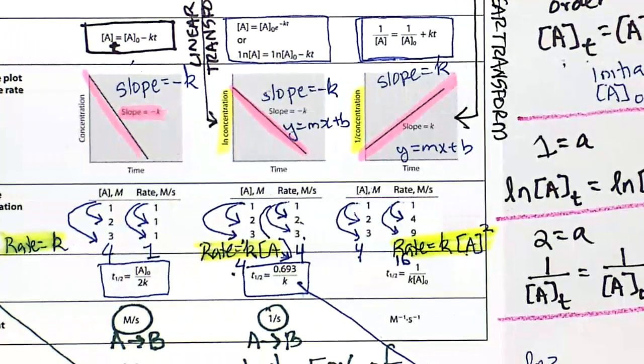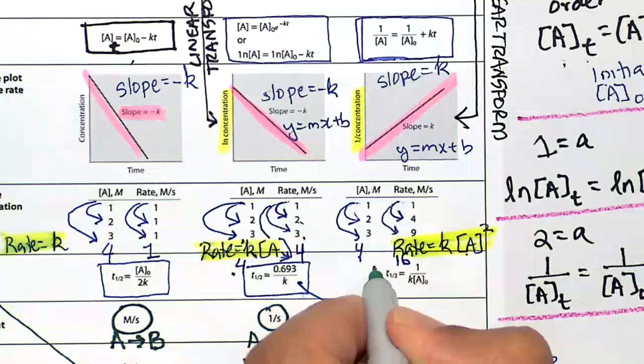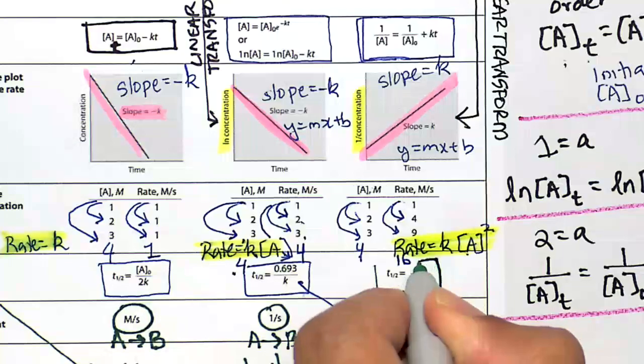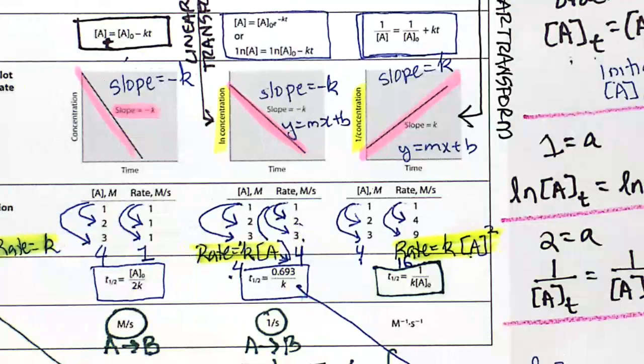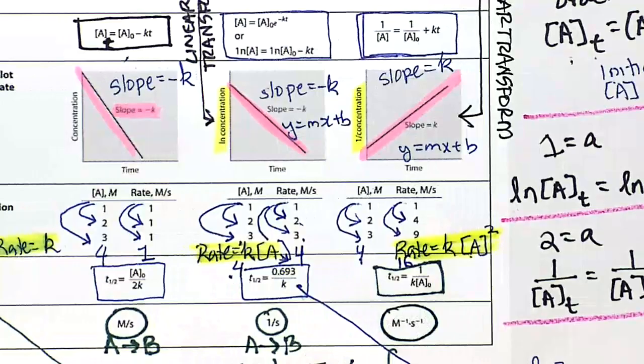All right, and here is the formula for the half-life for a second order: 1 over K times A naught. And finally, the units of K are M to the minus 1 seconds to the minus 1.